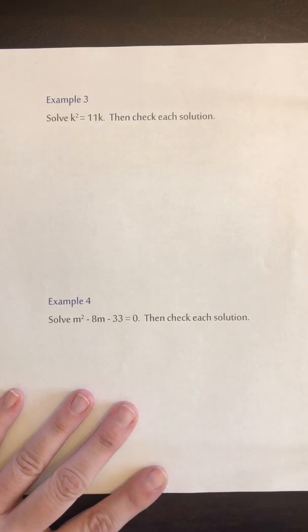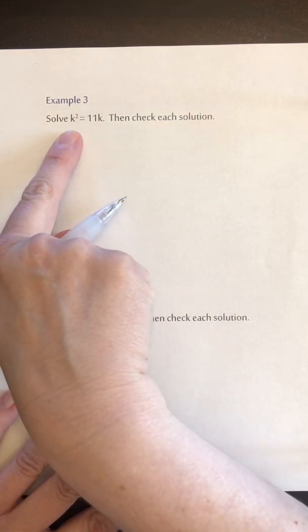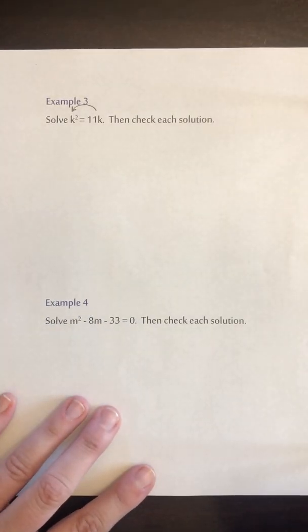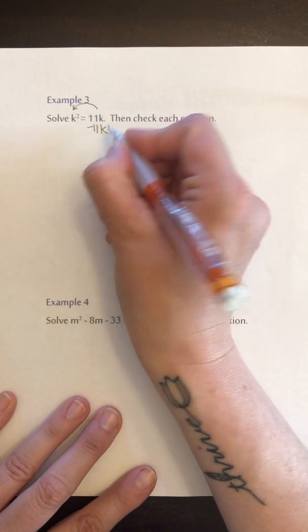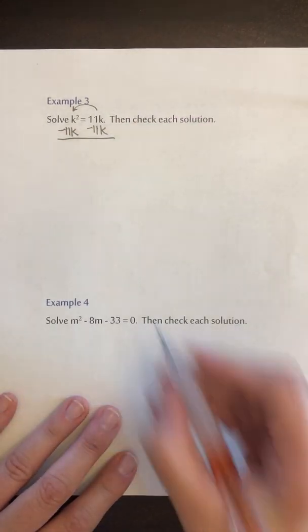Typically, and this is just my personal preference, if there is a variable that's squared, I like for it to be positive. And since this is already positive on the left side, I'm going to keep it on the left side, and I want to move the 11k over to the other side. How do I move a positive 11k? That's easy. I'm going to subtract it. So I'm going to subtract 11k from each side.